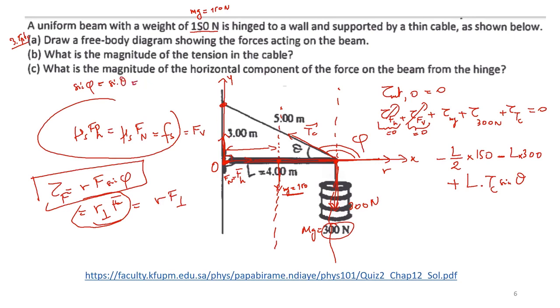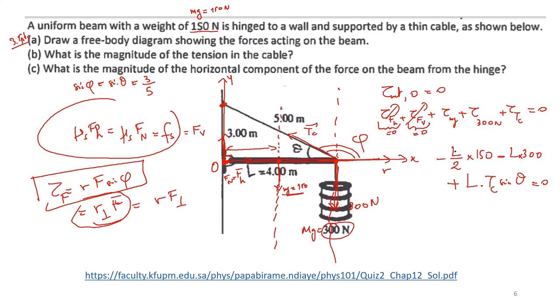And now what is sine theta? In the problem, I gave you the lengths. This is a right triangle: 4, 3, and 5. So sine theta will be equal to what? Opposite side divided by hypotenuse: 3 meters divided by 5 meters.